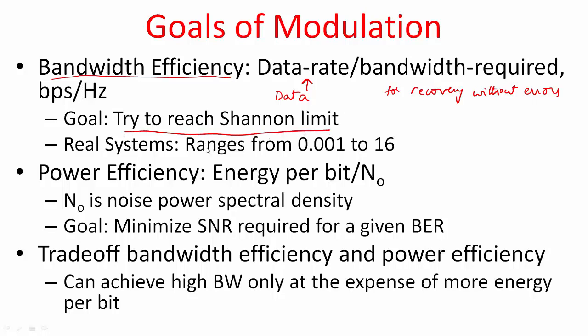Now in real systems, the bandwidth efficiency varies. There are systems with very low bandwidth efficiency and systems with very high bandwidth efficiency. These are some of the advanced systems that are being developed these days.